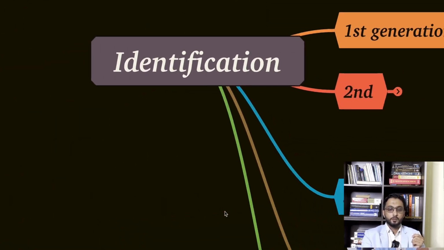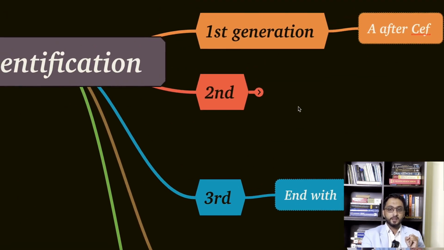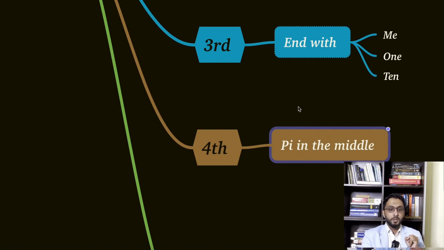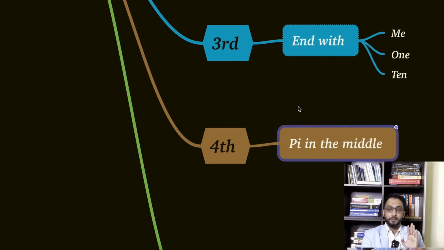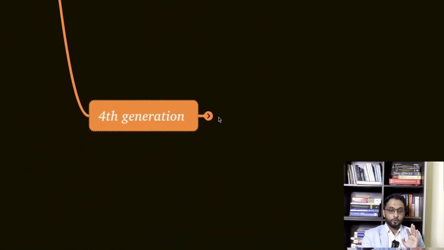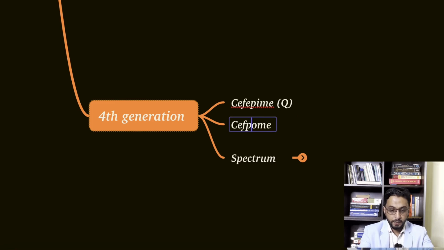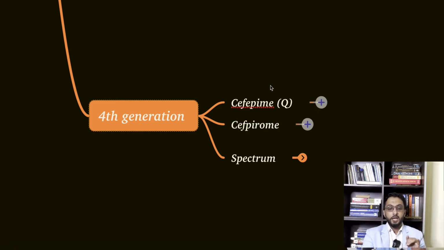Now let's see the fourth generation, how to identify it. Pi in the middle. First was A after Ceph, third was ending in ime, 1, 10, fourth is pi in the middle. If you have pi in the middle, it's the fourth generation. What is the example? Cefepime, cefpirome. The spelling is not priom, it's pirome. Cefepime and cefpirome. Easy now, isn't it? Wonderful.